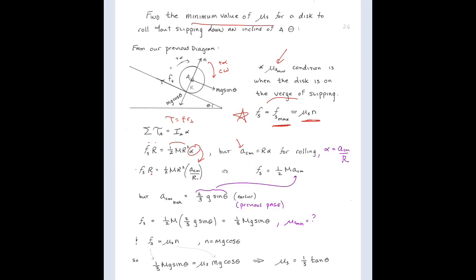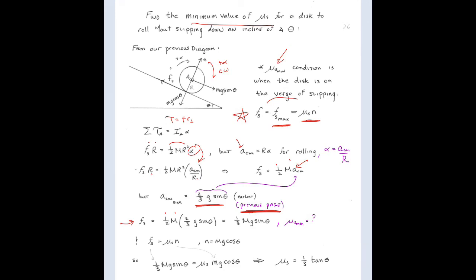Okay, now if I go back to the previous page, the acceleration of center of mass for a disk was 2/3 g sine theta. So that's what I put right there for the acceleration of center of mass. I put 2/3 g sine theta. So static friction, okay, static friction is 1/2 m, and then A center of mass is my 2/3 g sine theta. Okay, so the 2's cancel, all right, and that gives me my static friction, right?